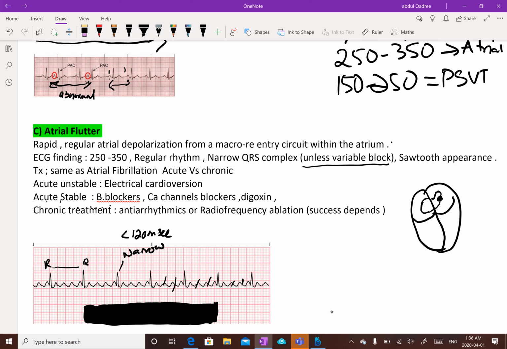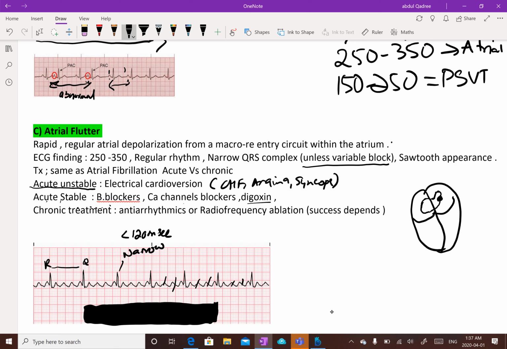Okay, so let's say you have a patient that presents to you with atrial fibrillation. Of course, if he's acutely unstable, for example if he has CHF, angina, syncope, chest pain, or shortness of breath, you're going to go ahead and do electrical cardioversion for this guy. But if he's acutely stable, then you give him beta blockers, calcium channel blockers, or digoxin.